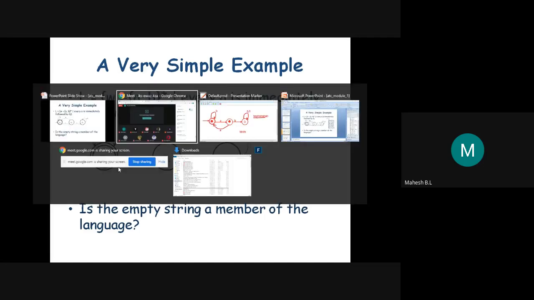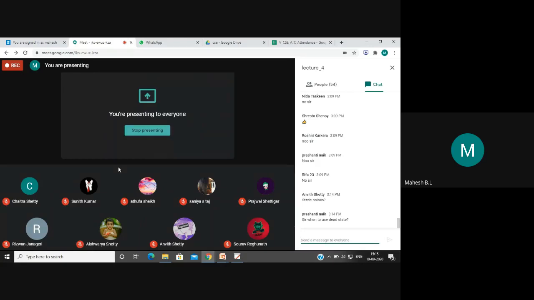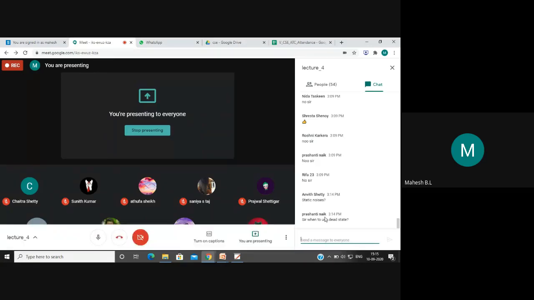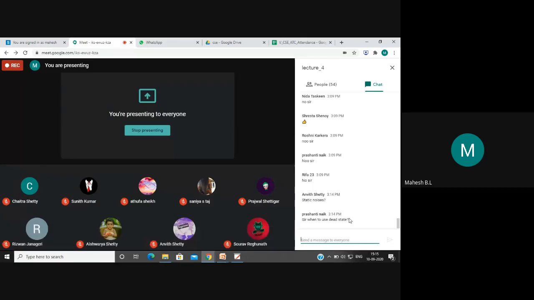Completed. When to use the dead state? Whenever you get a transition such that after having that transition, it is not possible for the string to be a part of the language, in such cases you make a transition to the dead state.